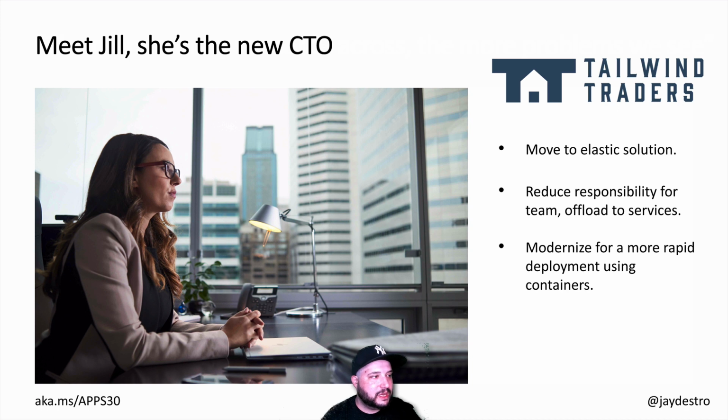And Jill has informed the IT organization that she received a mandate from the board that they need to make some changes over the next 12 months to see greater profitability. And to do that, what Jill has really told them all they need to do within the tech team is to move to an elastic solution. So when I say elastic, it needs to grow and shrink with the company. We need to reduce our team's responsibilities and offload a lot of the work that they've been doing to services. And then we need to modernize for a more rapid deployment by using containers.